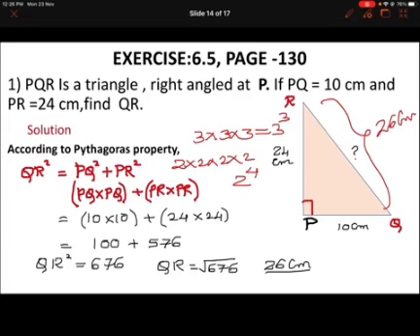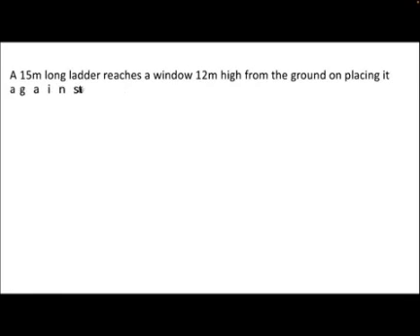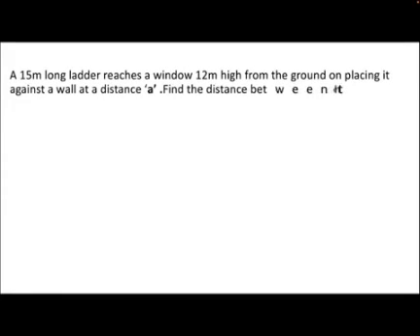So what did we prove? We proved that the square on the hypotenuse is equal to the sum of the squares on the legs. That is Pythagoras property. I hope it's clear to you, children.